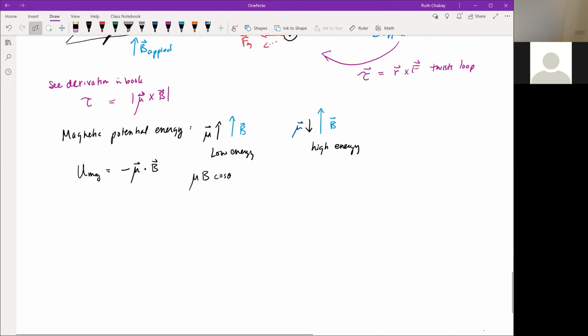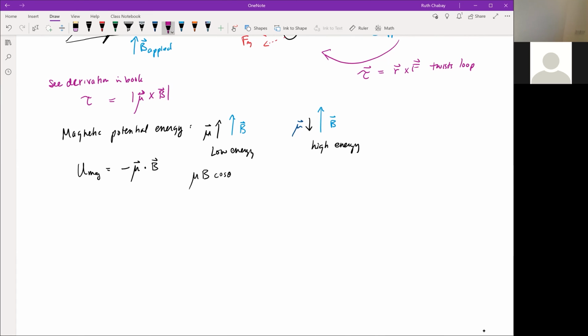An application of this is magnetic resonance imaging, where you use the magnetic dipole moment of protons in a big applied field. And what you can do is find where the protons are, you measure the amount of energy required to flip the magnetic moments of protons so that they're opposite to the applied field.